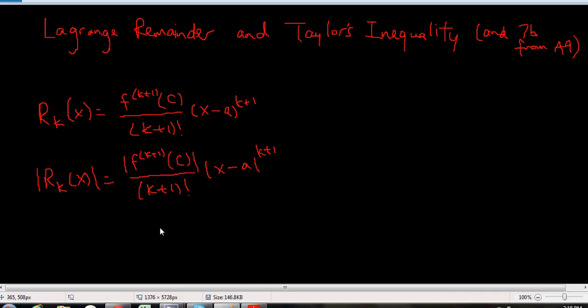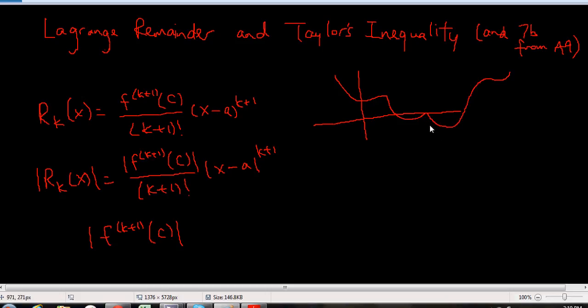So we've got f of k plus 1 of c. Alright, so we know c is some number between x and a. So I'm just going to draw a picture of some sort of function. That's not actually a really nice looking function. Let's try something else. Alright, great. So that is another function.